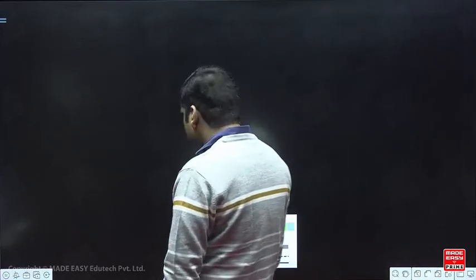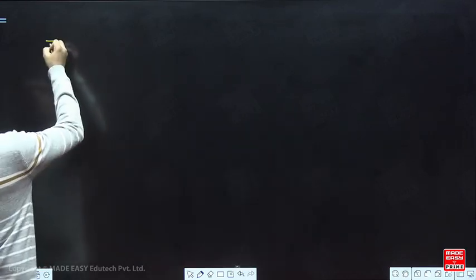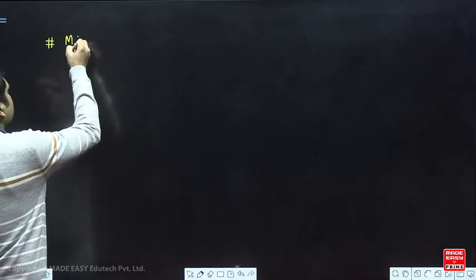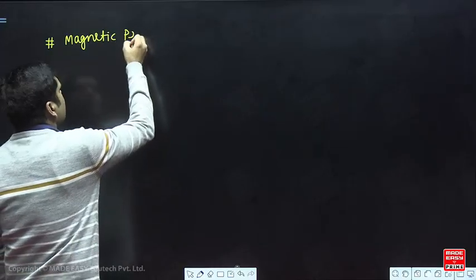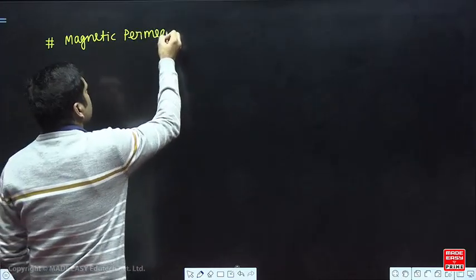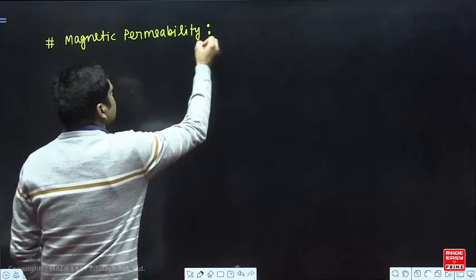Now let us start discussing few fundamental things, and from there we keep on talking several parameters. So we will be talking about magnetic permeability. We'll begin with this. This is magnetic permeability.